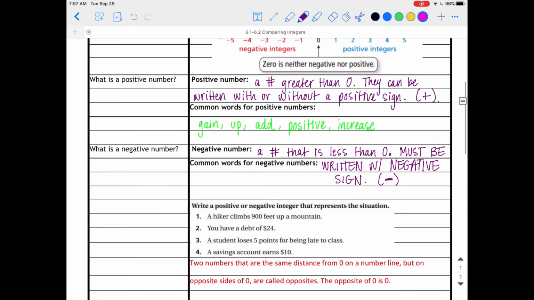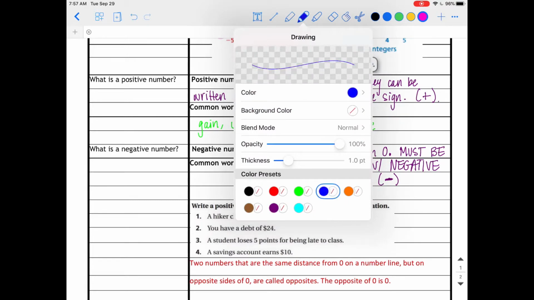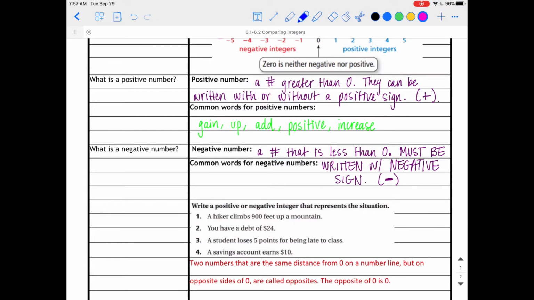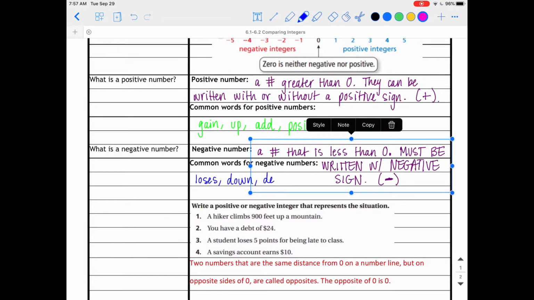Okay, so some common words for a negative number. Once again, once we see these in a real life example, we can say a loss or loses. We can say down. We can say decrease. Those are all examples of words that represent a negative.